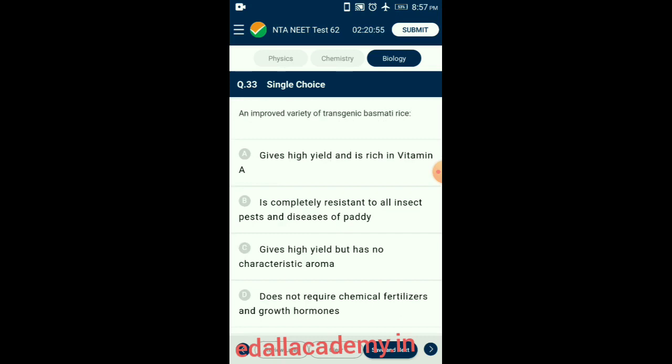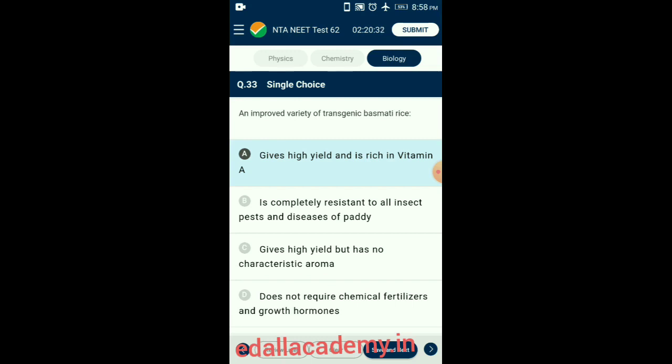Question number 33. An improved variety of transgenic basmati rice. Golden rice is a new type of rice that contains beta carotene, a source of vitamin A. So the answer is option A. Gives high yield and is rich in vitamin A.